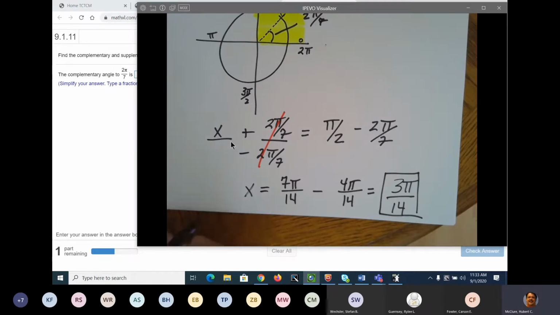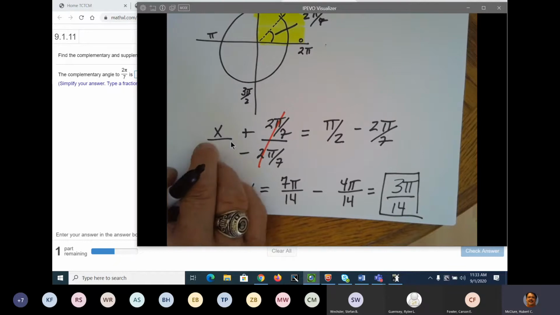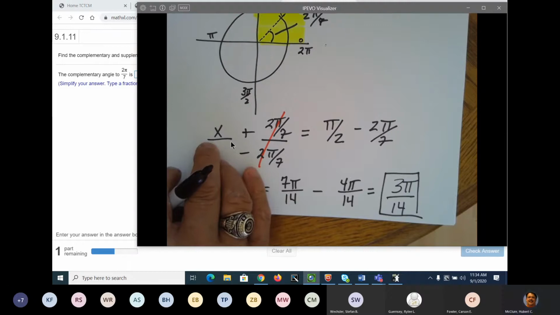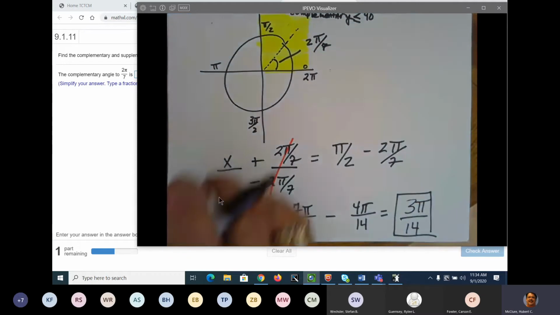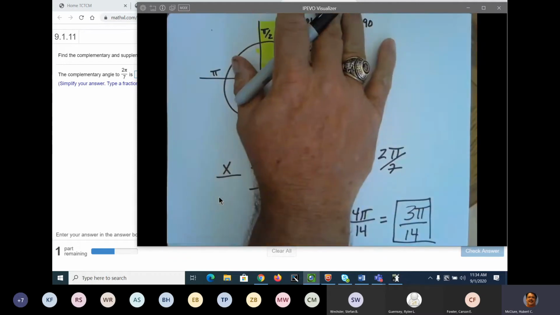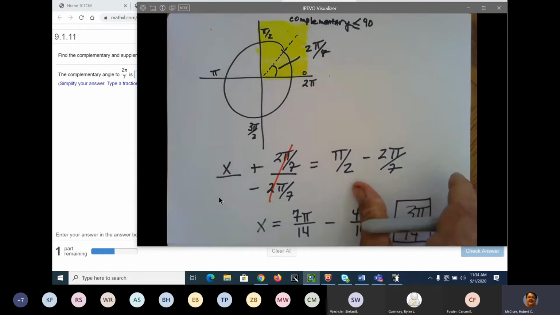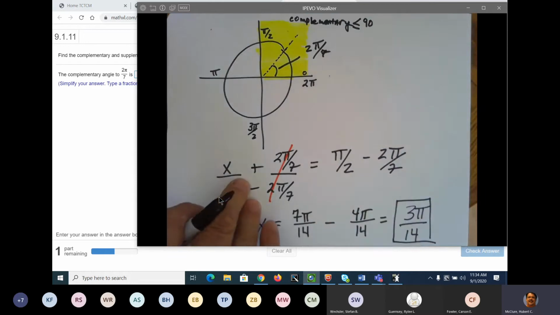Now I'm going to do it another way. If you walk up to an engineer or an architect and you say, okay, we're going to set a stake at 2 pi over 7 radians, they're going to look at you like you're from a foreign country. Nobody talks in terms of radians. So we're going to change it to what? Degrees.